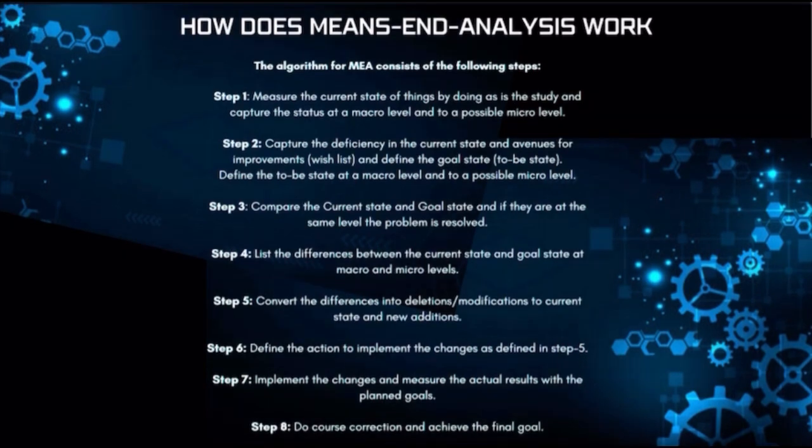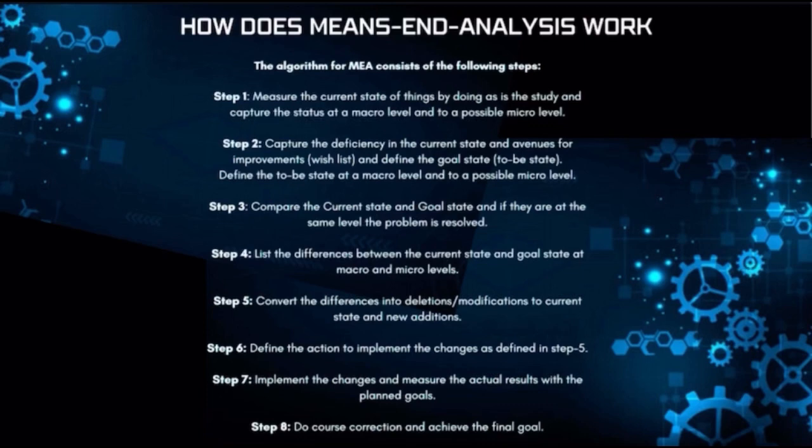There are some steps to be followed while applying means and analysis on a specific problem. Step 1 is measure the current state of the things by doing an as-is study and capture the status at a macro level and to a possible micro level. Step 2, capture the deficiency in the current state and avenues for improvements and define the goal state. Define the to-be state or goal state at a macro level and to a possible micro level.